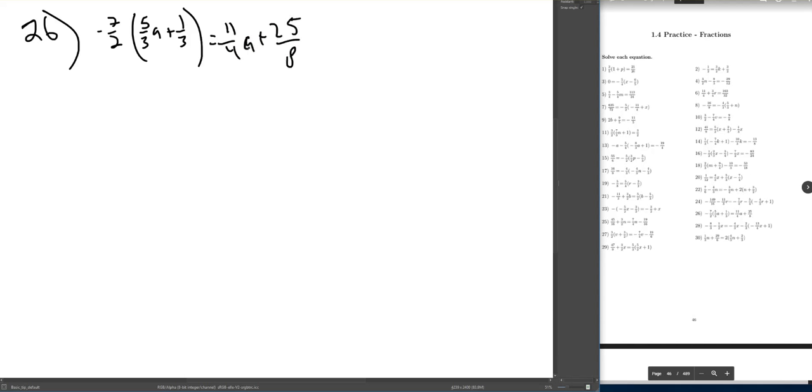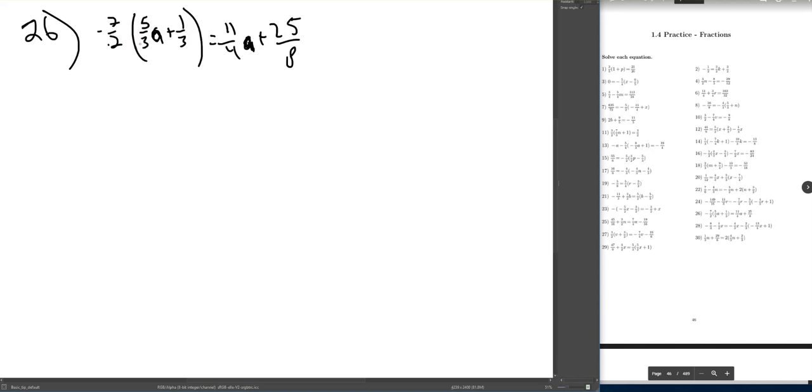25/8. So if my writing is too shitty, it's minus 7/2 times, open brackets, 5/3a, which looks like a 9. It should be an a here. Plus 1/3, close brackets, equals 11/4a plus 25/8. Let's get rid of these brackets, right? Do we agree? Let's destroy these brackets.